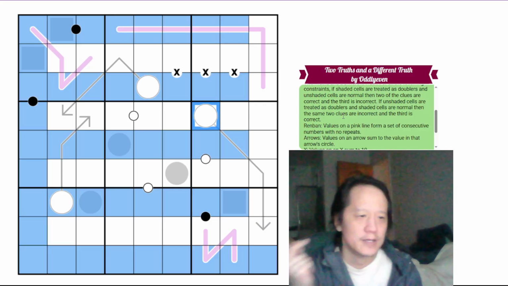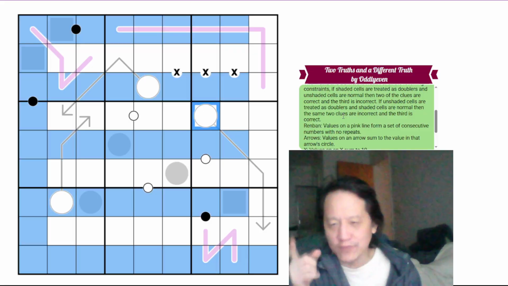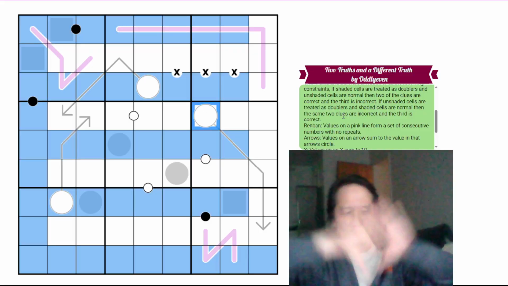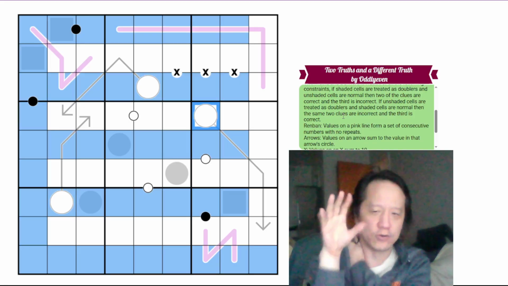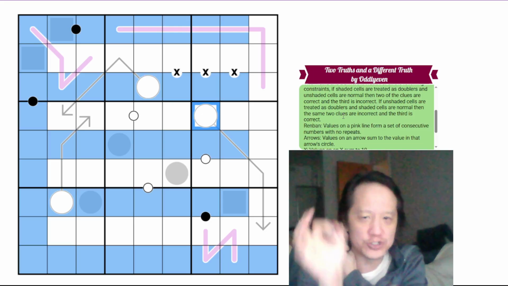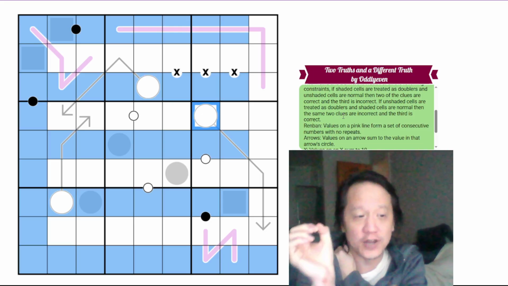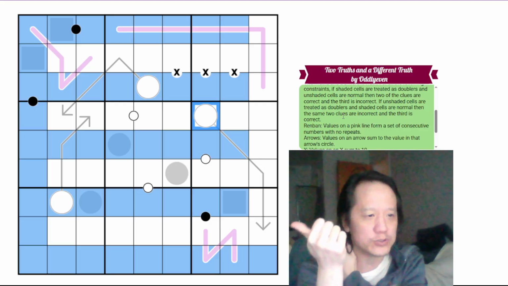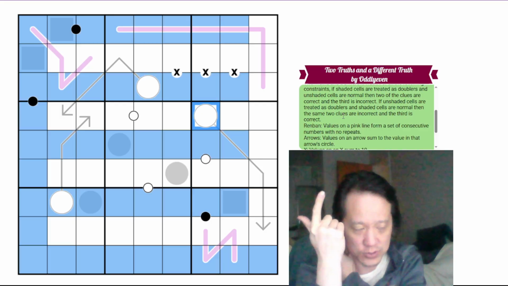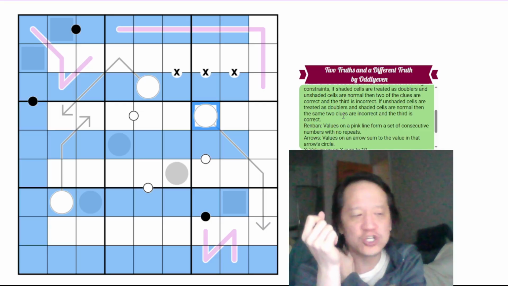Okay, I'll give you a little behind the curtain. I actually tried this one out earlier. I did not understand this rule. I thought that we had to determine whether the shading was doublers or the shading was non-doublers. But it's actually both.